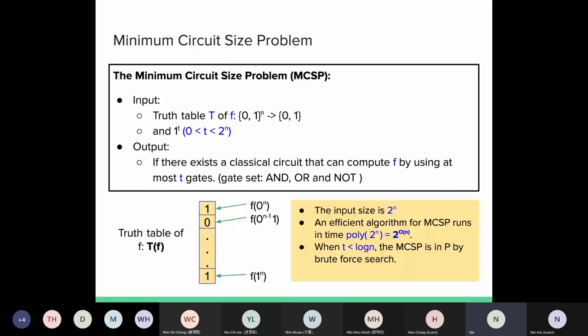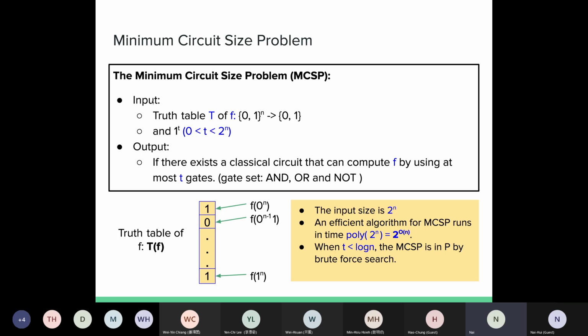So let me start by defining the minimum circuit size problem. Because I expect most of the audience here are not from the theoretical computer science community, let me try to define it slowly, and then we can see why this problem could be very important in quantum computing. So the minimum circuit size problem is as follows.